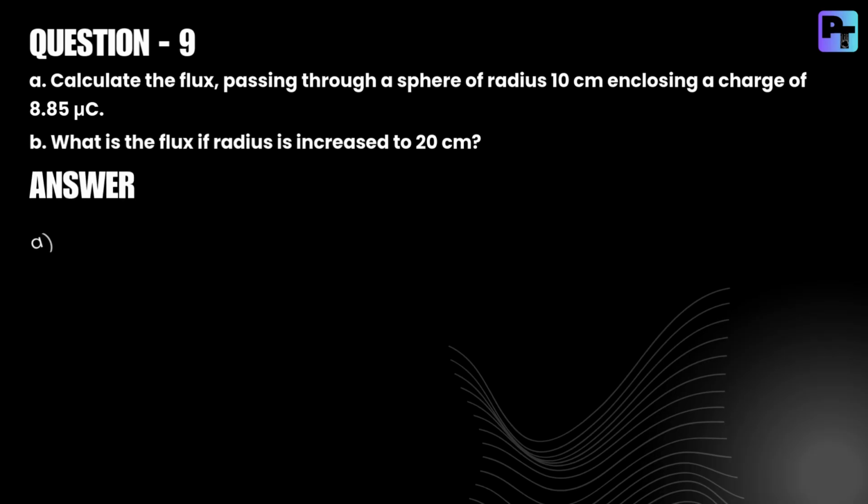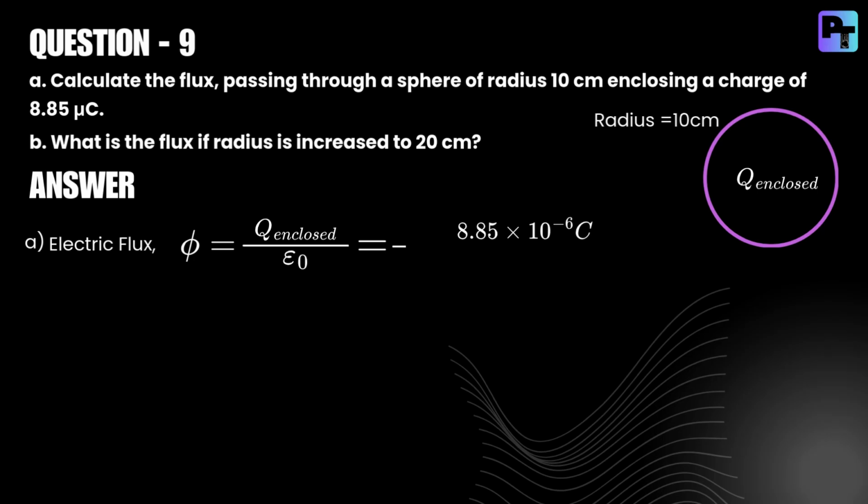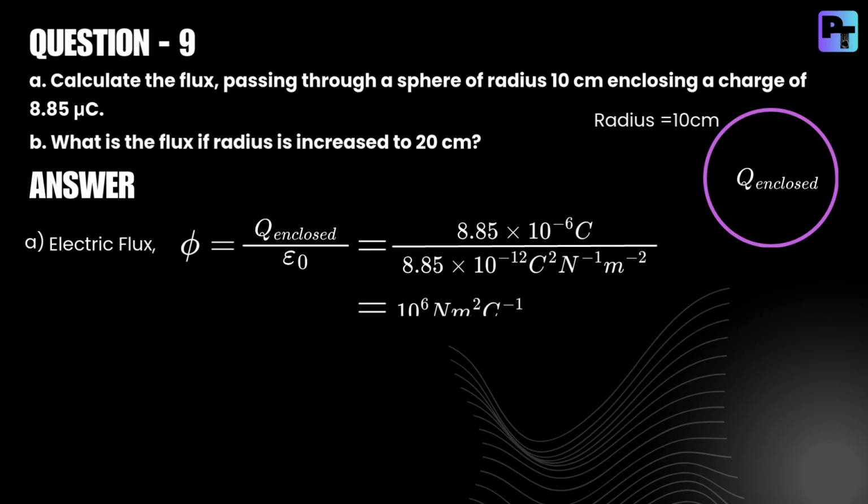Answer. In the question A, radius of sphere is 10 cm and charge enclosed is 8.85 microcoulomb. According to Gauss's law in electrostatics, flux through the sphere is given by electric flux phi equals q enclosed divided by epsilon 0. Now, let's substitute the values. Q enclosed equal to 8.85 microcoulomb, which can be written as 8.85 into 10 raised to minus 6, and value of epsilon 0 is 8.85 into 10 raised to minus 12. So answer is 10 raised to 6 Newton meter squared coulomb raised to minus 1.